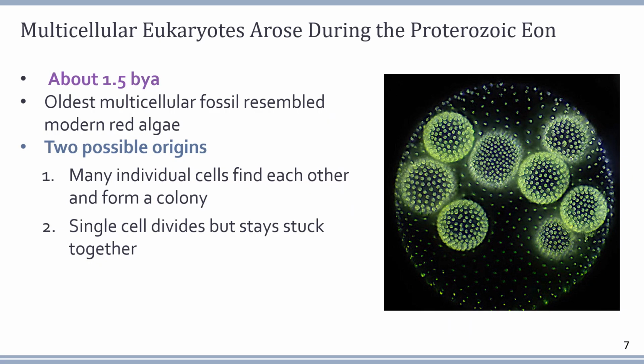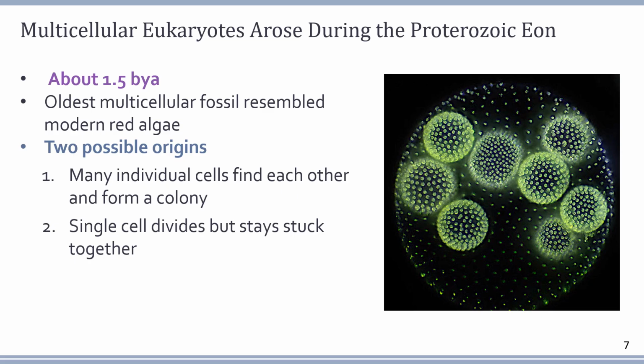Very, very quickly after we see eukaryotes in the fossil record about 1.8 billion years ago, we begin to see multicellular organisms. So our oldest multicellular organisms resemble modern red algae and a variety of other types of algae. This picture here is something called a volvox. It is a photosynthetic, simple-celled multicellular organism. Excuse me. We'll talk about that in just a second.